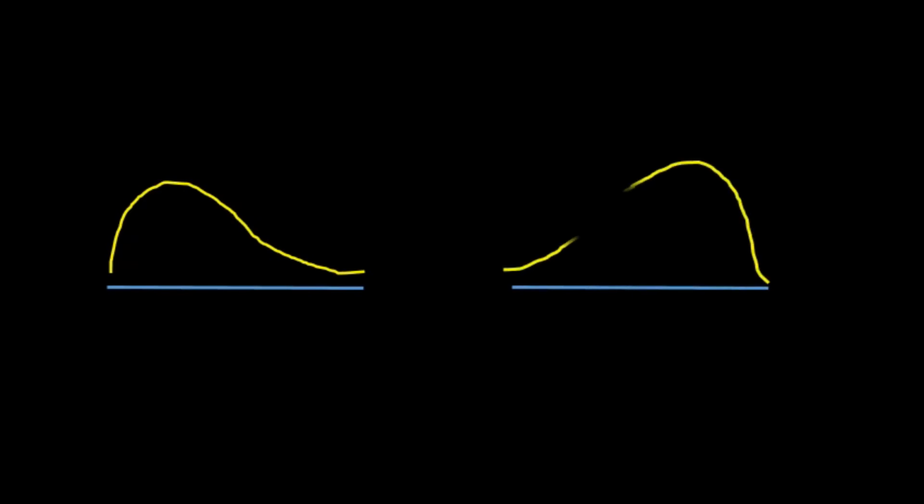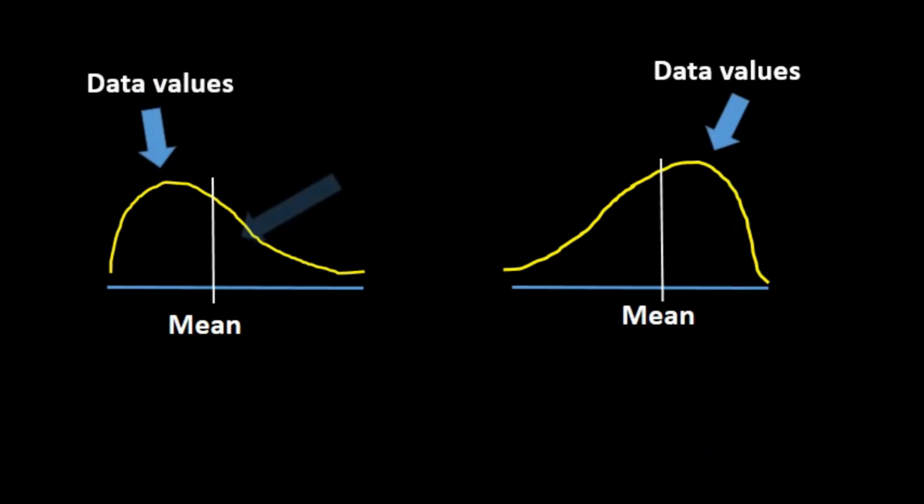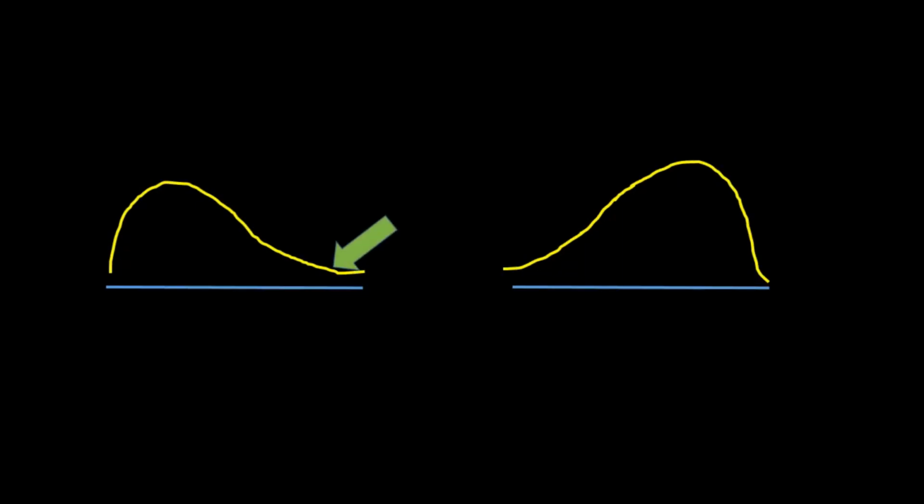And let me add something before I proceed to our topic. A distribution is said to be skewed when the majority of the data values fall to the left or right of the mean. And also the tail of the curve indicates the direction of skewness. Right is positive and left is negative.